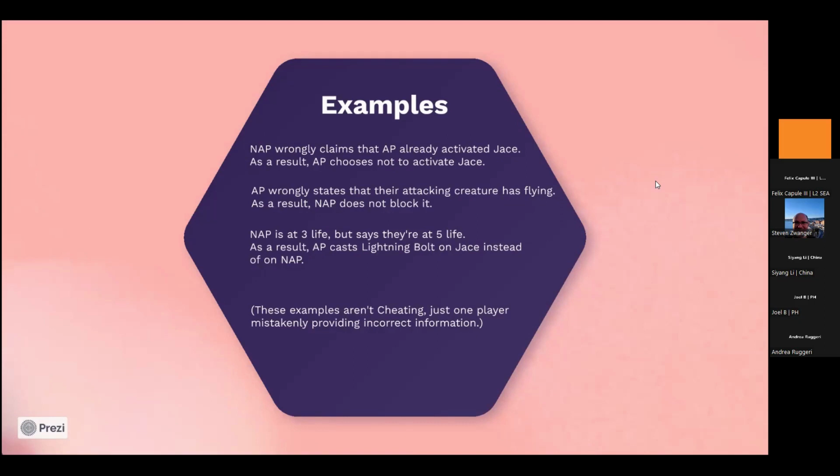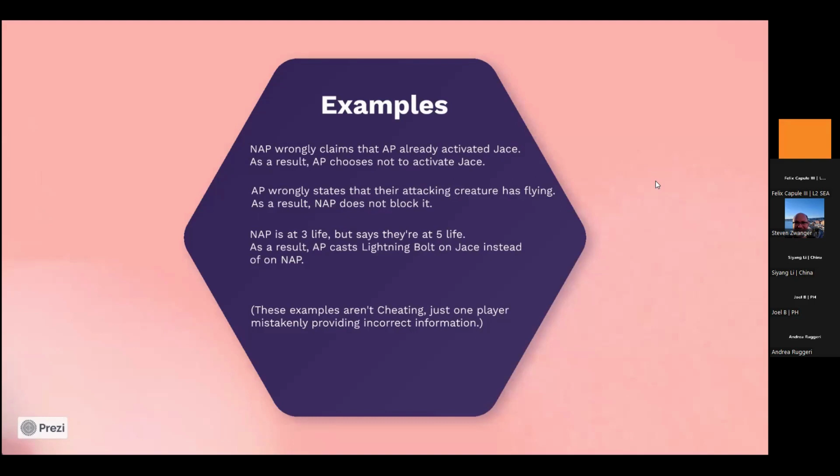This is a CPV. Similarly, the active player wrongly states that their attacking creature has flying and therefore can only be blocked by other flying creatures or creatures with reach. And therefore, the opponent does not block it. The opponent has made a decision based on the statement this creature has flying. And because that statement was incorrect, this is a CPV. Or the non-active player is at 3 life and says, I'm at 5 life. And as a result, the active player could kill them with a Lightning Bolt, but thinks that they can't, so they Lightning Bolt a planeswalker instead. They've made a decision based on that wrong statement.